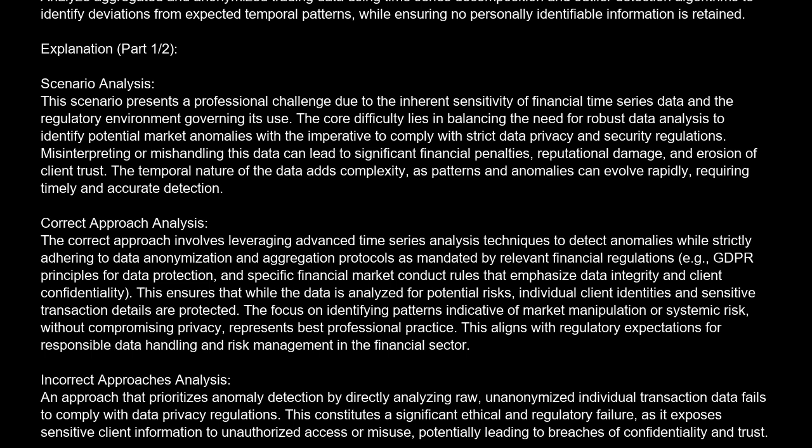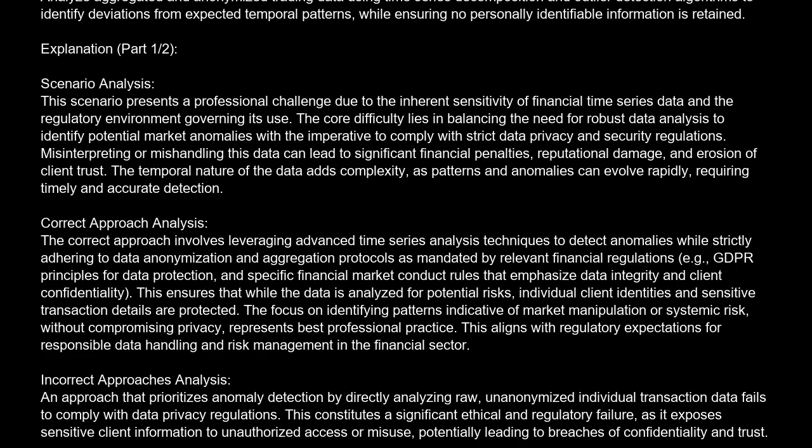Correct approach analysis. The correct approach involves leveraging advanced time series analysis techniques to detect anomalies, while strictly adhering to data anonymization and aggregation protocols, as mandated by relevant financial regulations, e.g., GDPR principles for data protection, and specific financial market conduct rules that emphasize data integrity and client confidentiality. This ensures that, while the data is analyzed for potential risks, individual client identities and sensitive transaction details are protected. The focus on identifying patterns indicative of market manipulation or systemic risk, without compromising privacy, represents best professional practice.